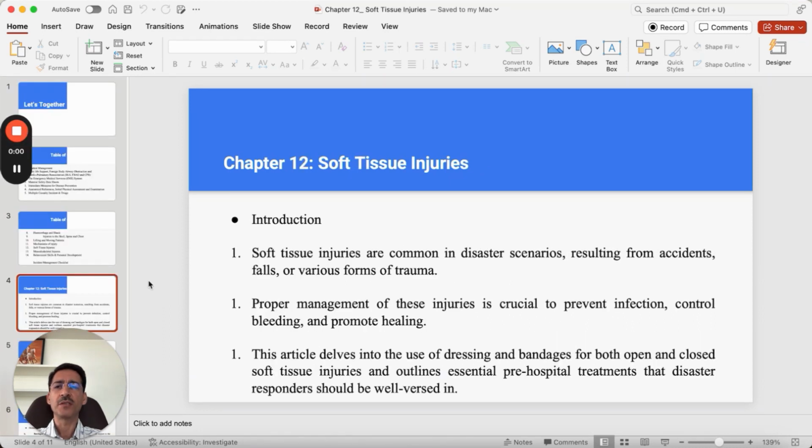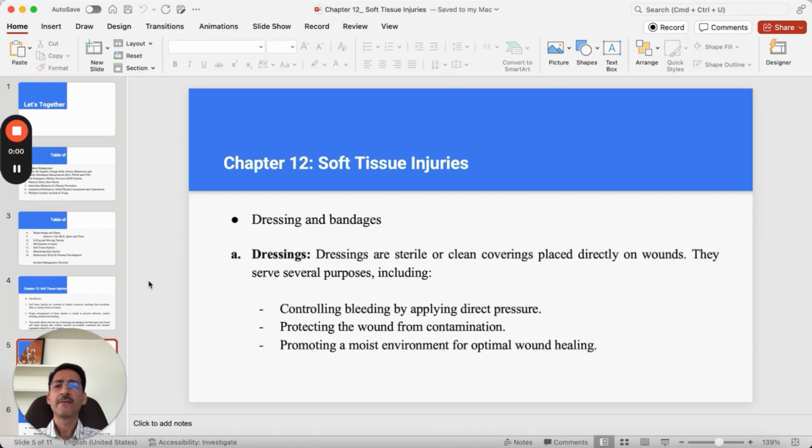Soft tissue injuries. Soft tissue injuries are common in disaster scenarios, resulting from accidents, falls, or various forms of trauma. Proper management of these injuries is crucial to prevent infection, control bleeding, and promote healing. This article delves into the use of dressings and bandages for both open and closed soft tissue injuries and outlines essential pre-hospital treatments that disaster responders should be well versed in.